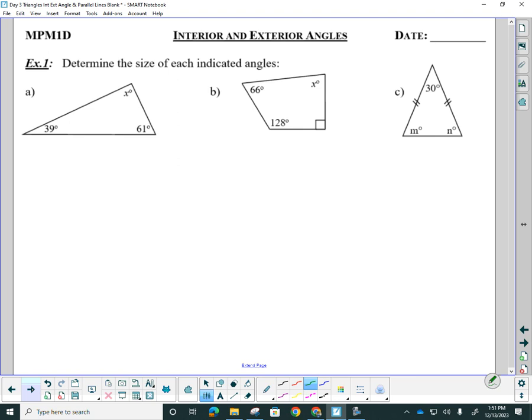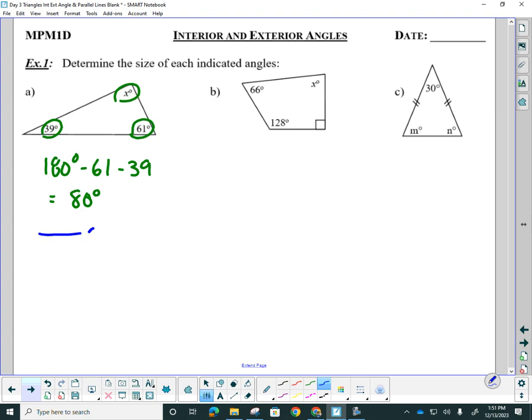There are two different approaches that students usually take when we do this. One is saying, okay, I've got this angle and this angle. I know that it's 180 degrees in total. If I take away the 61 and take away the 39, then what I'm left with must be what x is. And if I take away those, I get that it's 80 degrees. And that's one way you can visualize it.